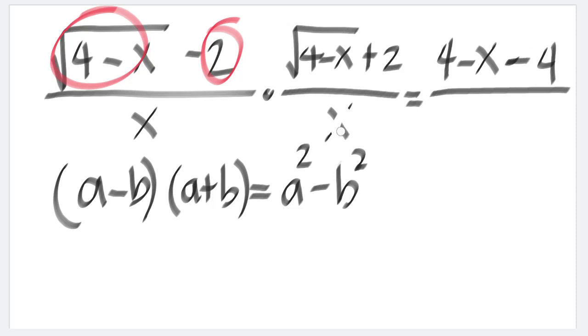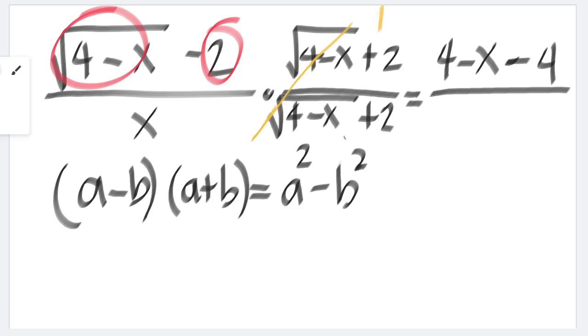it should be square root of 4 minus x plus 2. Why is that so? So that you did not alter your equation. This overall term here is just equal to 1. So multiplying now x, that would be x square root of 4 minus x plus 2x.